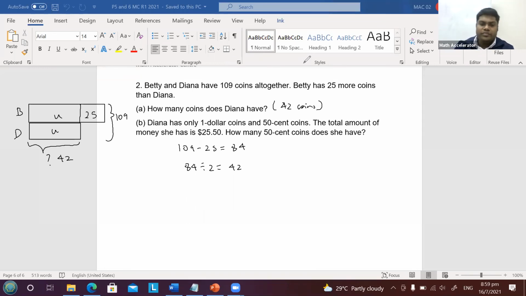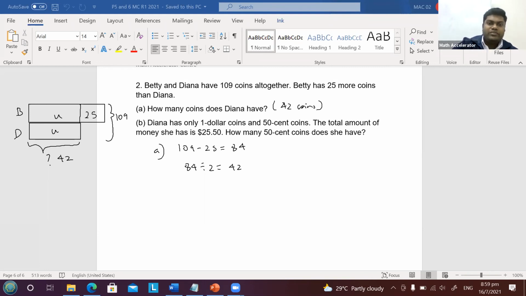Okay, now let's look at part B. Dinah has only $1 coins and 50-cent coins. The total amount of money she has is $25.50. How many 50-cent coins does she have?